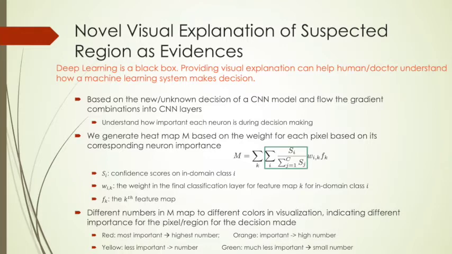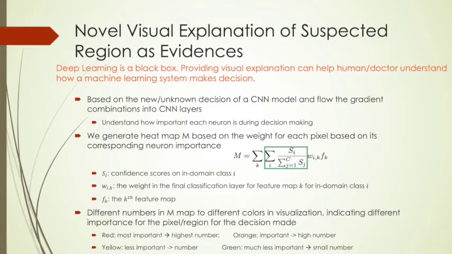We all know that deep learning is a black box. It is hard to know what happens inside the black box. To help doctors understand why our model makes that unknown decision, we also designed a novel visual explanation method to highlight the suspected regions when our model makes the unknown data detection decision. We backpropagate its gradients into the CNN layers. Using the weight for each pixel based on its corresponding neuron importance, we generate a heat map M.